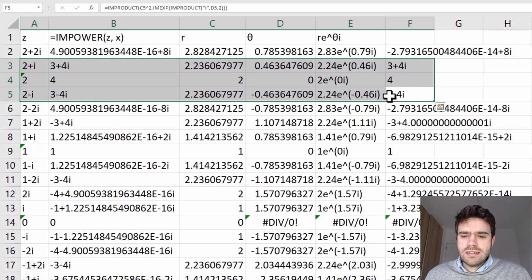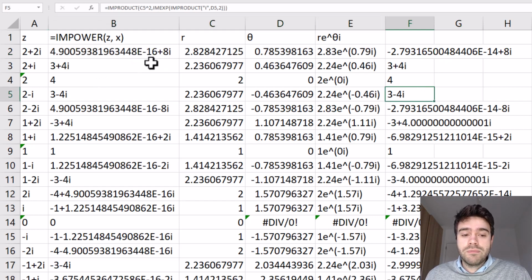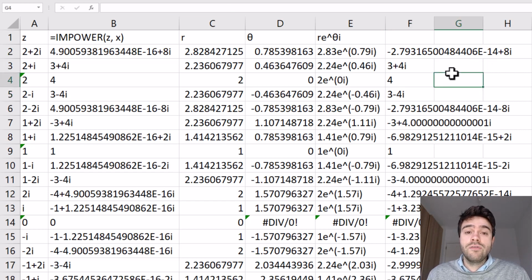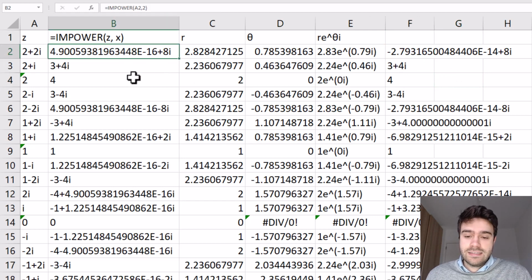Now you might be saying it's not exactly true because this first result here does seem to be different, but do keep in mind that this e to the power minus 16 and this e to the power minus 14 means there are 14 zeros in our decimal. It's like 0.000000, etc. So basically 0. So what this really means is just 8i, just like it is over here, right? So given some rounding, we are getting exactly the same number.